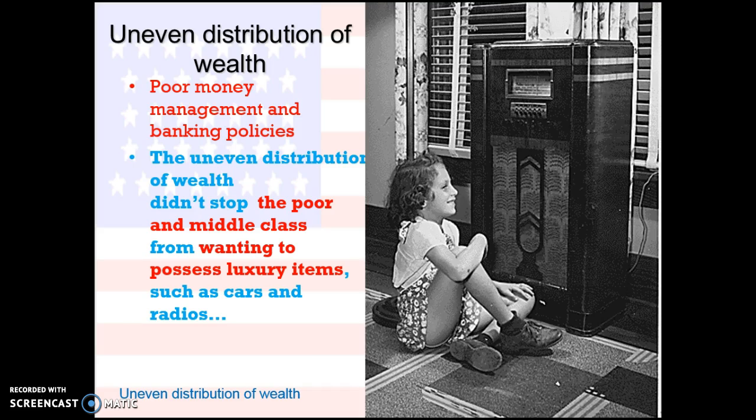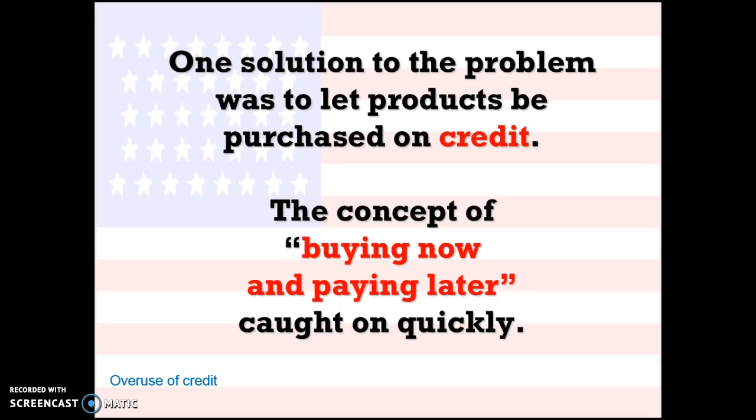And so how would they do that? How would they get it? The problem to that is that products could be purchased on credit. So the concept of buy now and pay later caught on really quickly during the 1920s, which is going to be one of the things that causes the Great Depression, okay? Because people aren't going to be able to pay this stuff back.